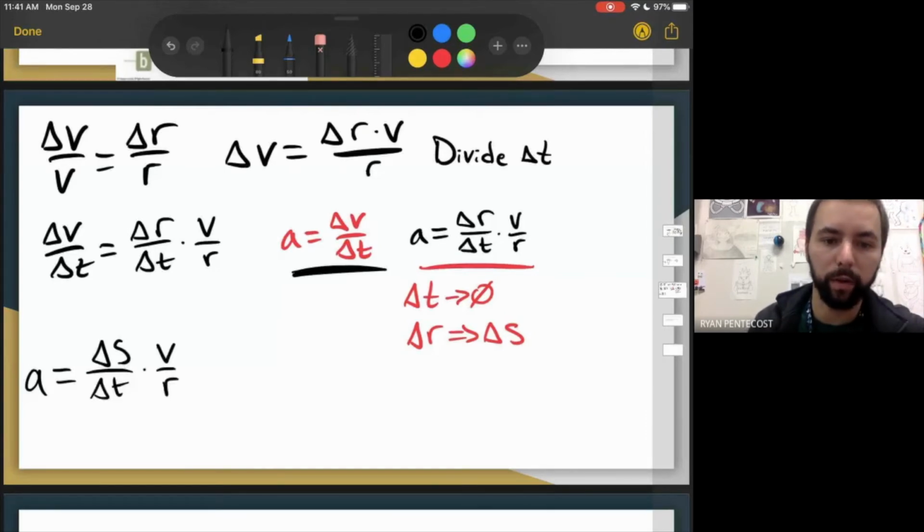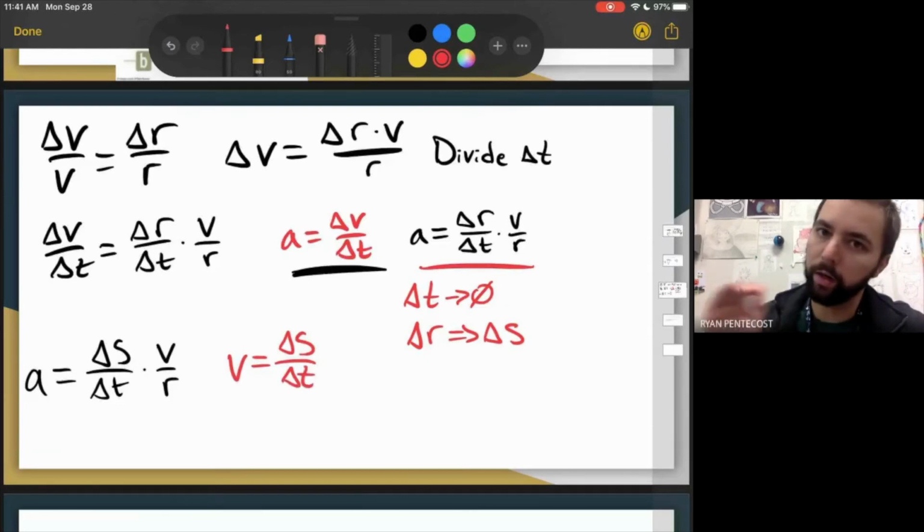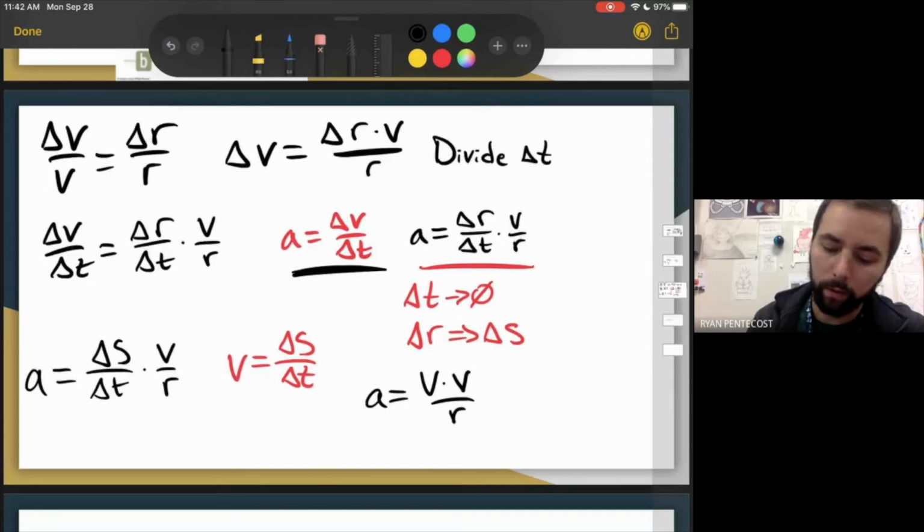equals acceleration, right? So if now we say that velocity equals delta S over delta T, because it doesn't equal delta R over delta T in this scenario. It did not go across that straight line, it went across the arc. So if we make this assumption, we can now say that acceleration equals velocity times velocity divided by the radius, right? Which gives us this equation: acceleration, and this is centripetal acceleration, equals v squared divided by r.